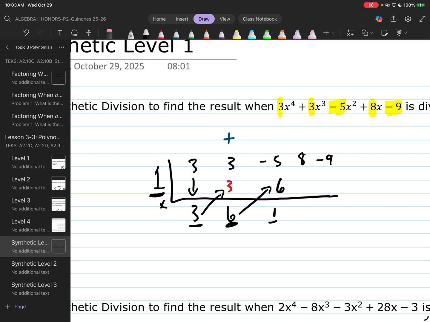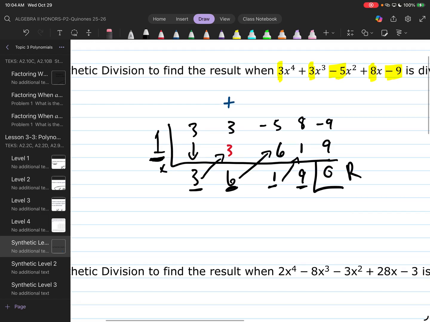1 times 1 gives me 1, and then 8 plus 1 gives me 9. And then 1 times 9 gives me 9. And -9 plus 9 gives me 0. Everybody, my last term will always be my remainder.